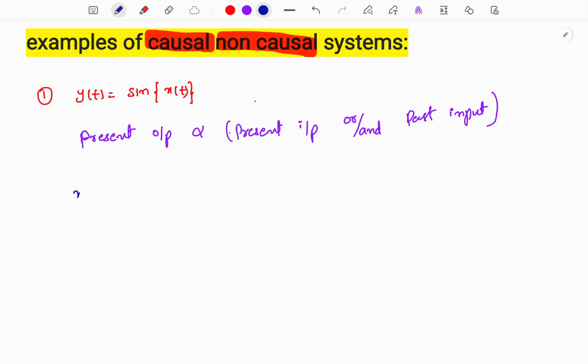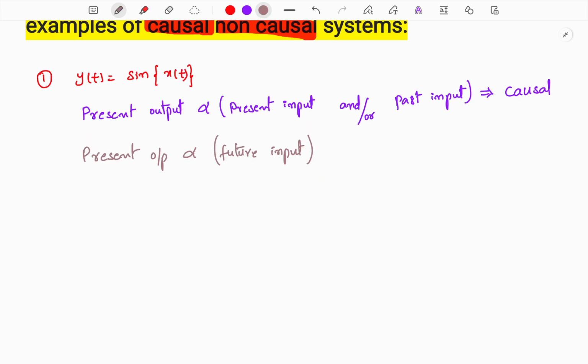For a non-causal system, if the present output depends on future input, then the system is called a non-causal system. Present output depends on future input, then that is called a non-causal system.